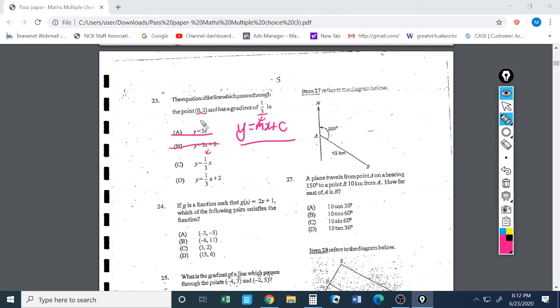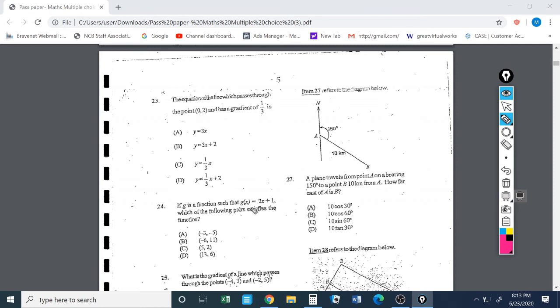Now, in this case, when x is equal to 0, y is equal to 2. So because when x is equal to 0, y is equal to 2, this D is clearly the answer, because in this other case, y is equal to 0 when x is equal to 0. So this is out as well. So clearly D is the answer. All right, guys.